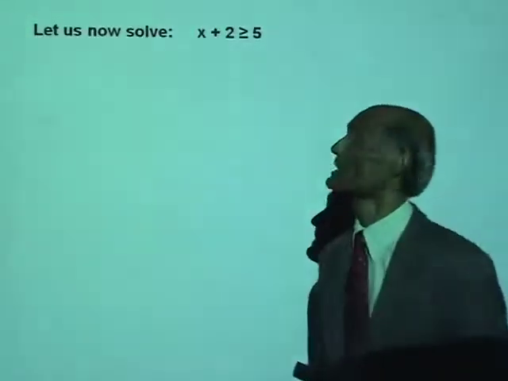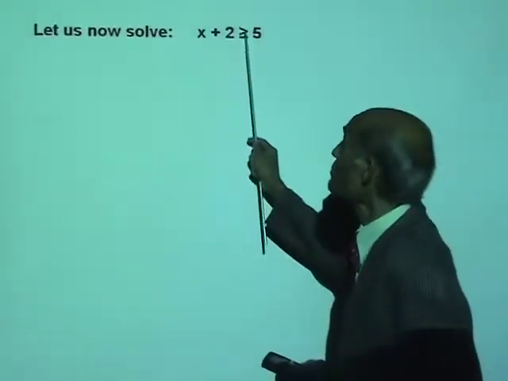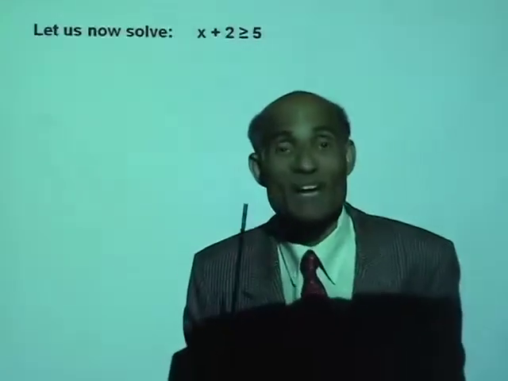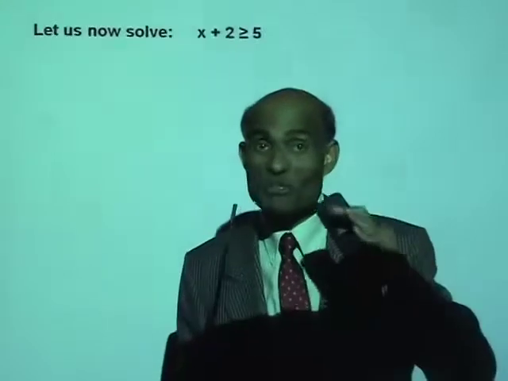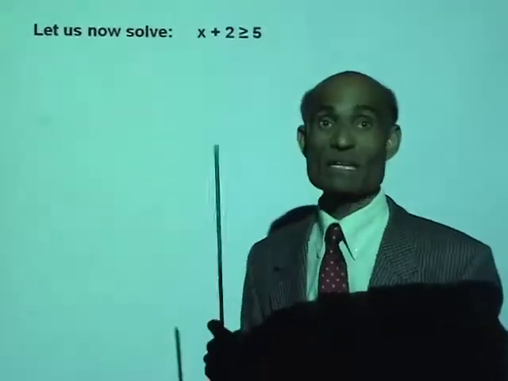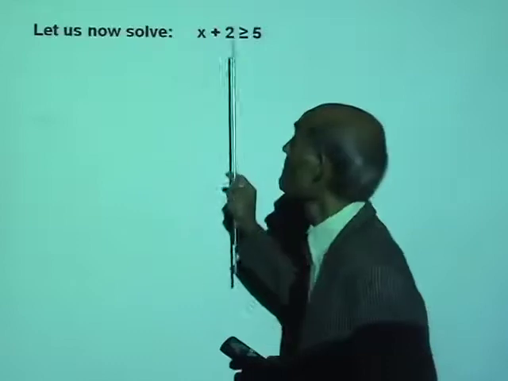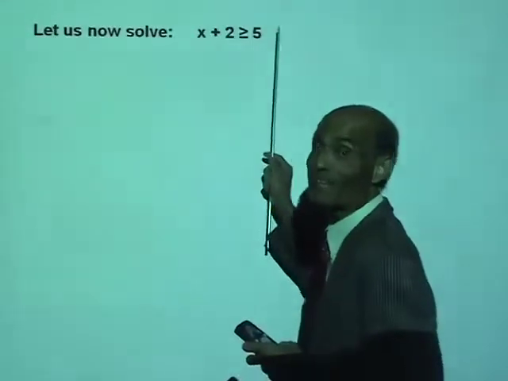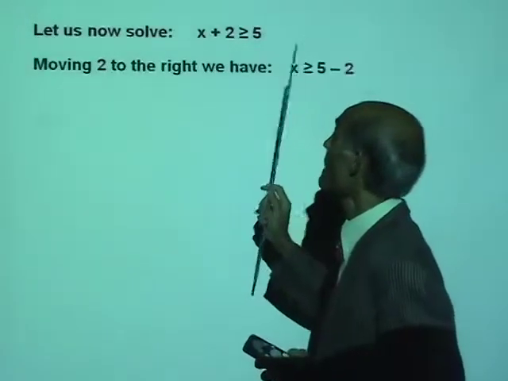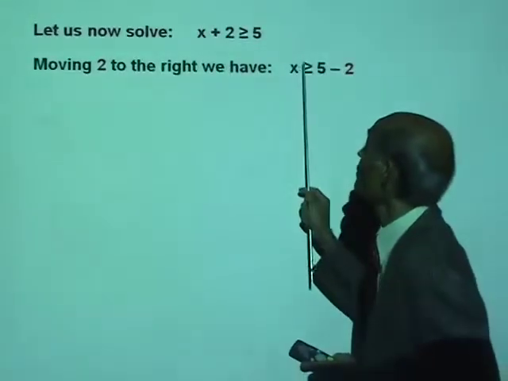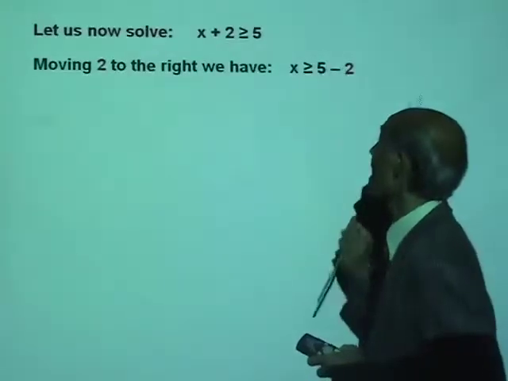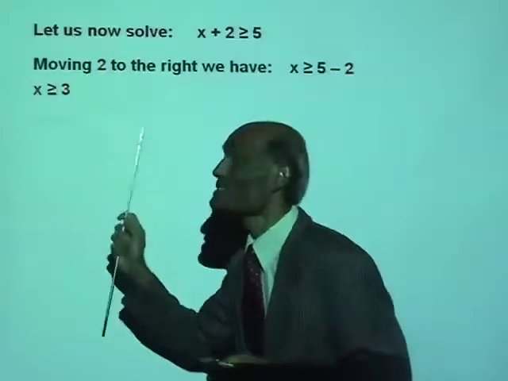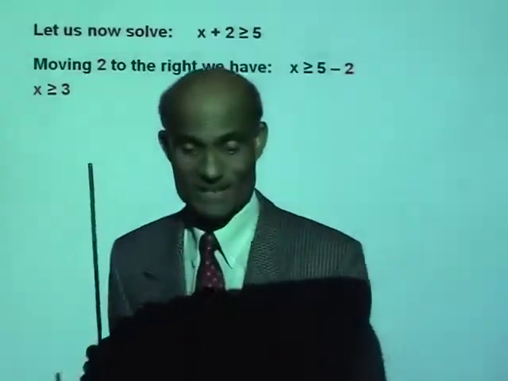Let's now solve x plus 2 is greater than or equal to 5. Greater than or equal to 5. That's a different inequality sign. Alright, what do you do to solve it? To solve this, we take the plus 2 from the left side to the right side. What does that become? We have x greater than or equal to 5 minus 2, or it gives me x greater than or equal to 3.